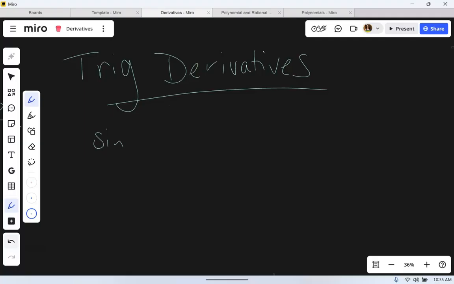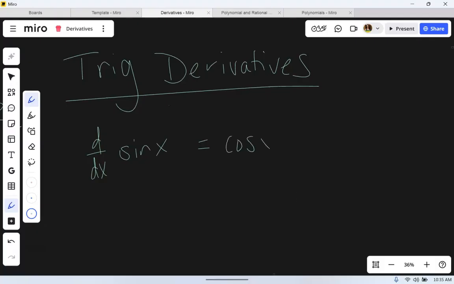All right, here we go. Y'all, I'm writing this, but this is on your green sheet. Okay? The derivative of sine x. All right, listen up. Here we go. This is good stuff. The derivative of sine x is, you ready for it? Cosine x.